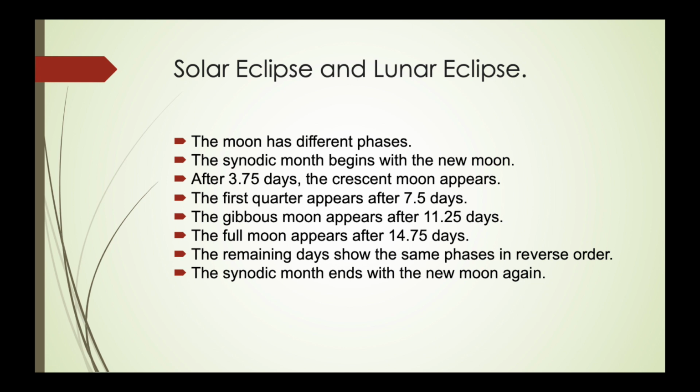After 3.75 days, the crescent moon appears. The first quarter appears after 7.5 days. The gibbous moon appears after 11.25 days. The full moon appears after 14.75 days. The remaining days show the same phases in reverse order. The synodic month ends with the new moon again.